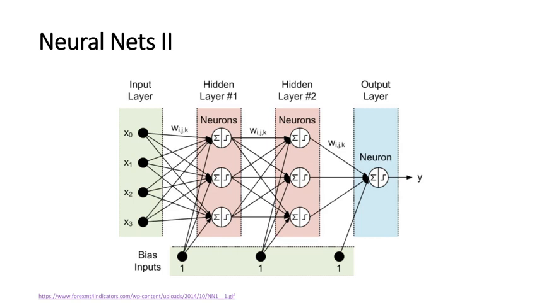Then on the left side you have the x, the input, and you want to derive y, the output. You have here also two hidden layers, and then at the bottom you have the bias input or the bias neurons, and you can imagine it like an offset. You also have the weights in between and the activation function.